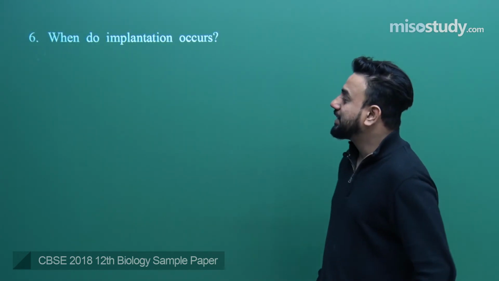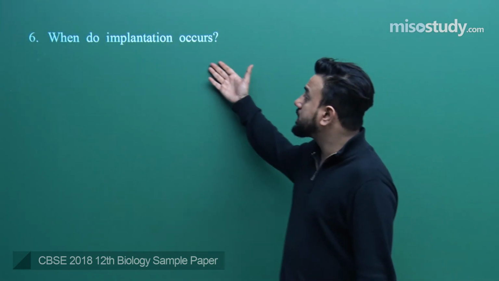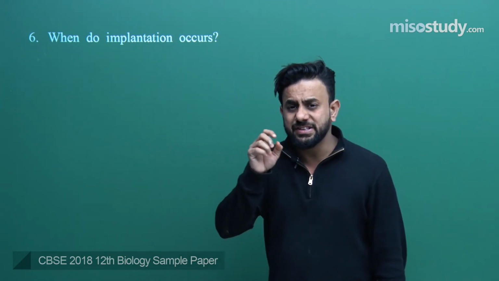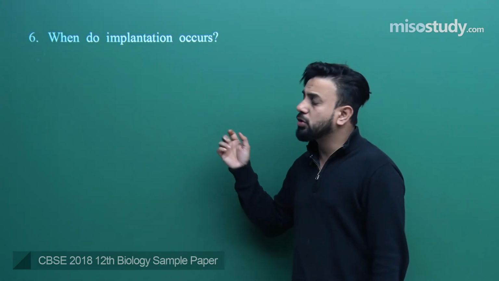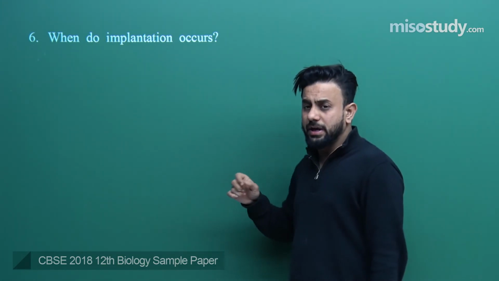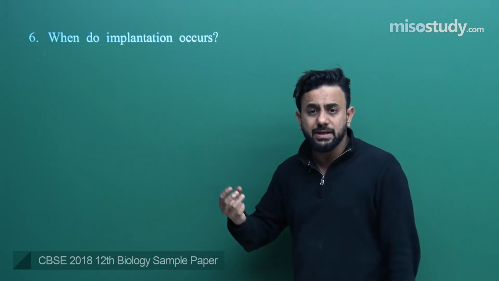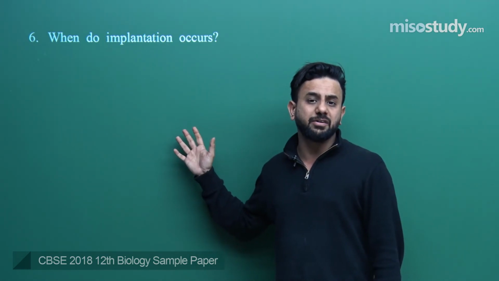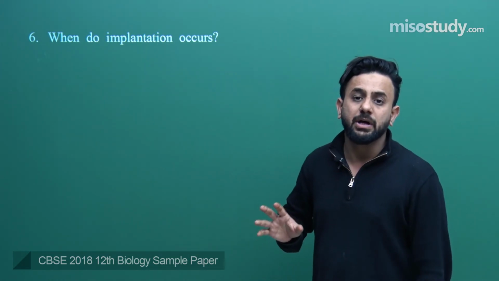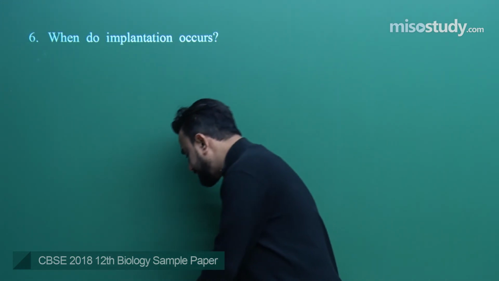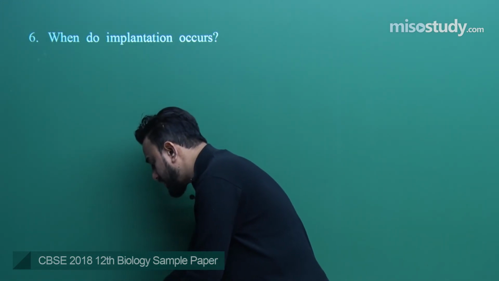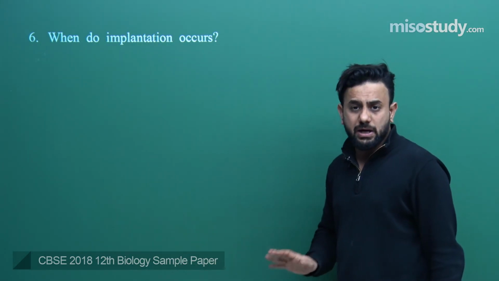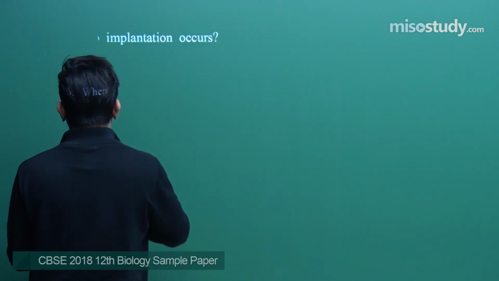So the next question, the 6th question for you, is: when does implantation occur? Since this is a short answer question, you have to write it in very small, 2 to 3 lines. But here I am going to explain it a little in detail so that you get the understanding of it, and later on you can just condense it in 2 to 3 lines. Let us start the answer.